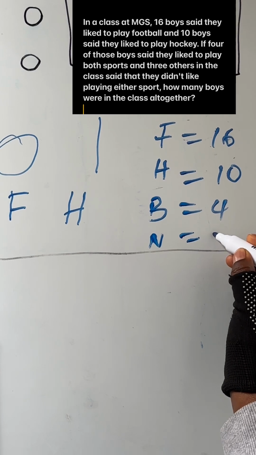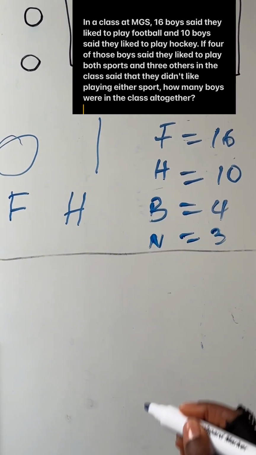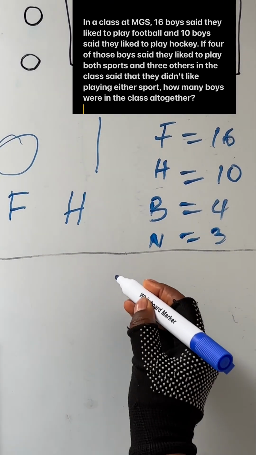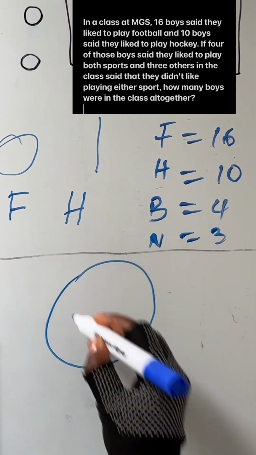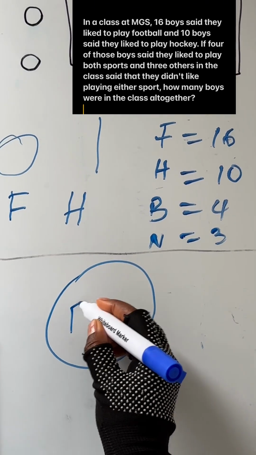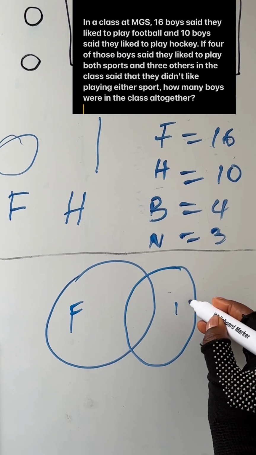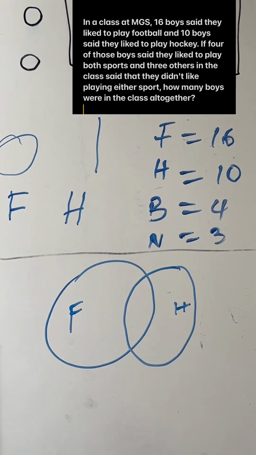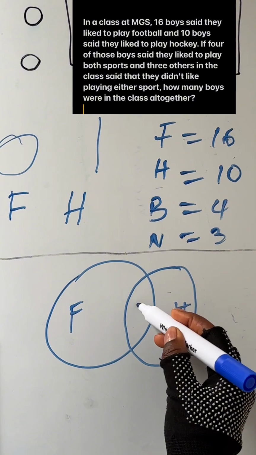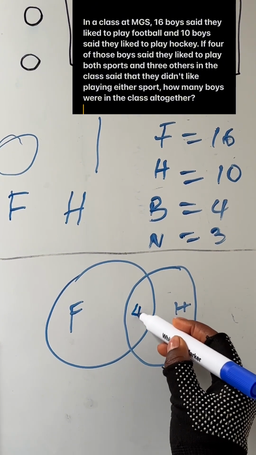Okay, so let's draw a Venn diagram. One circle for football, another circle for hockey. 4 boys like both football and hockey, so they're going to be in the intersection here.